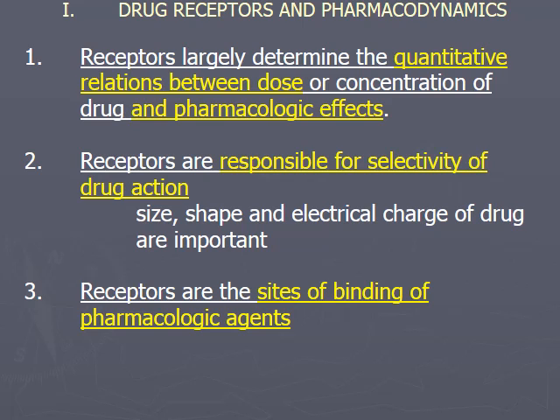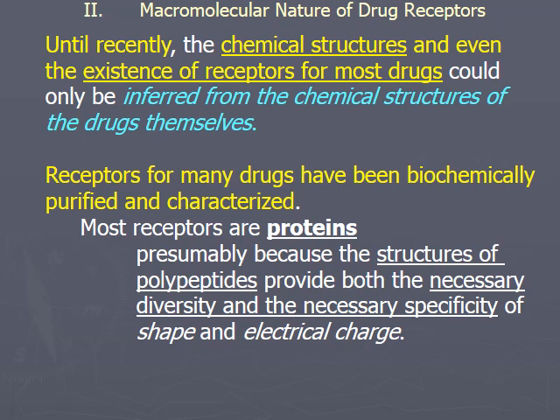Okay. So anyway, I think you understand that the drug receptor is going to selectively bind to the drug, and that these are the sites of binding of the pharmacologic agents. Now, today, in 2015, we have a clear view that most of these macromolecules that act as receptors fall into the protein or peptide category. That wasn't always the case. So, if you go back 50 years, right, the technology was different.